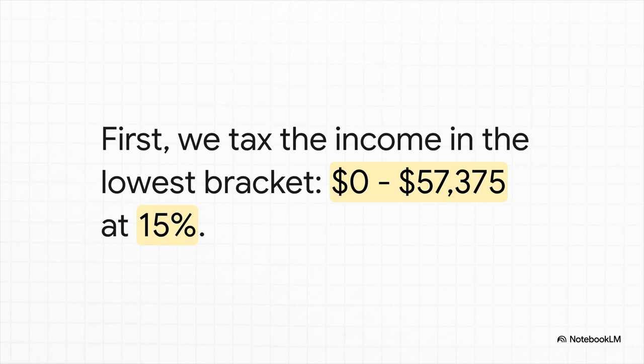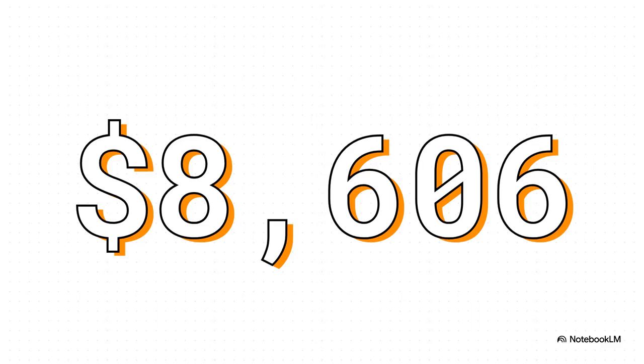Instead, we fill up each bracket one by one. The first bracket can hold up to $57,375, and every single dollar in that bracket gets taxed at 15%. So let's do the math on that. We take the full amount of that first bracket, $57,375, and we multiply it by 15%. That gives us a tax amount of $8,606. Let's just hold on to that number. It's the first piece of our puzzle.